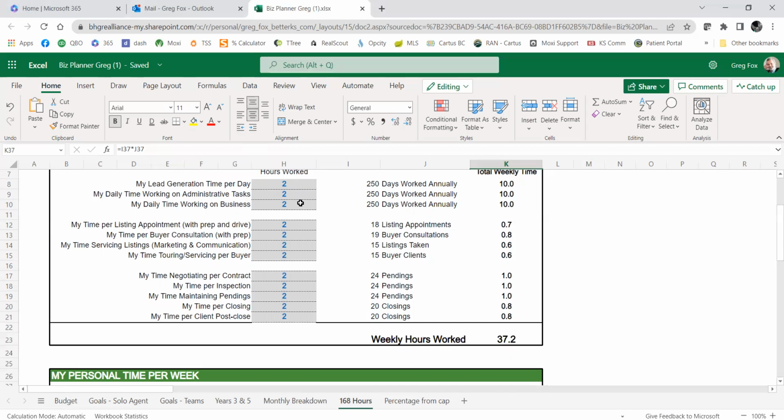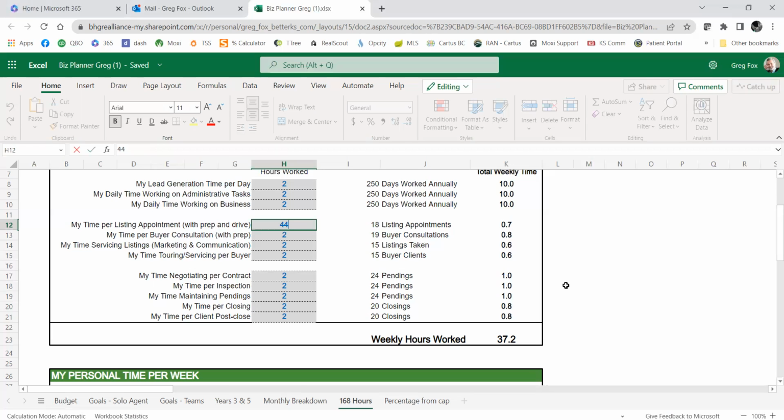You may not do 2 hours a day. You may do 1 hour a day. Then down here, these are your tasks. If you've got a brand new listing appointment with drive time, with the CMA, with meeting a client, how much time does it take you? I'm guessing more than 2 hours. So let's put 4 hours in there. Is that too much? Everybody shakes their head, but okay. So let me see if I can get 4 hours to go in there. No, not 44. Okay.